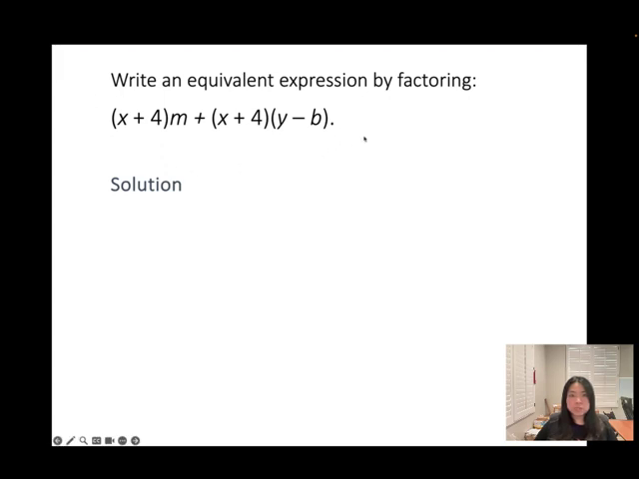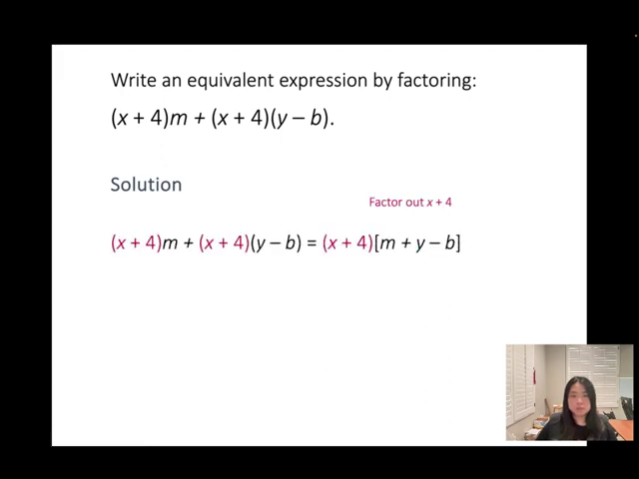Okay, look at these expressions. So you can see I have x plus 4 times m. This is considered one term here. Plus, they multiply together. So this is another term. So x plus 4 times y minus b. So you can see we do have a common factor of x plus 4. So we're going to factor out x plus 4 first. When we take out x plus 4, we're left with m plus y minus b. This is the idea of factor by grouping.